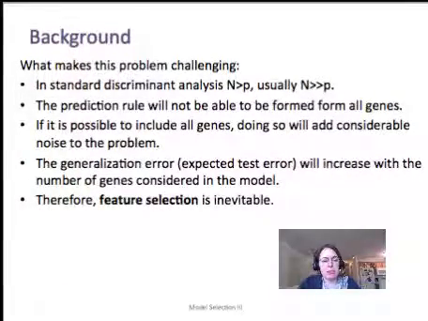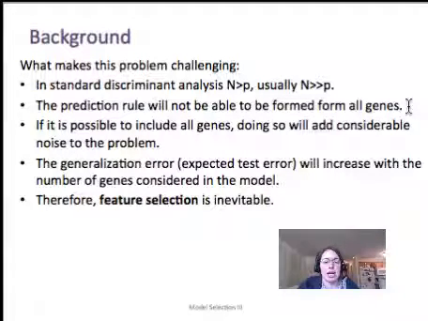So what makes this problem particularly challenging? There's a number of reasons. We said that, first of all, in classical standard discriminant analysis, these methods were written for situations where we have a well-determined system, n is greater than p, or even more ideally, n is really greater than p. And in our case, the prediction rule will not be able to be formed from all of the genes. It's just impossible.